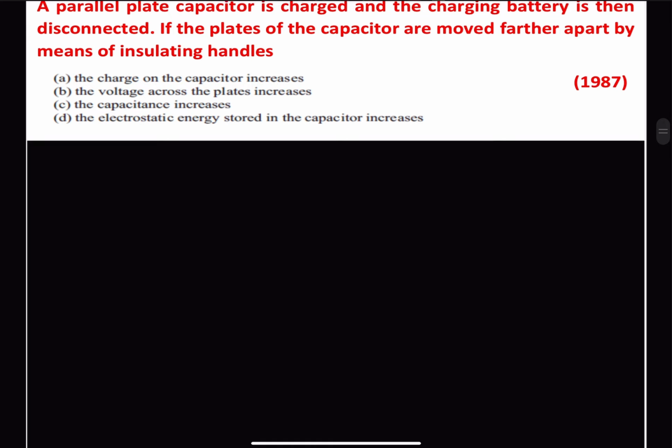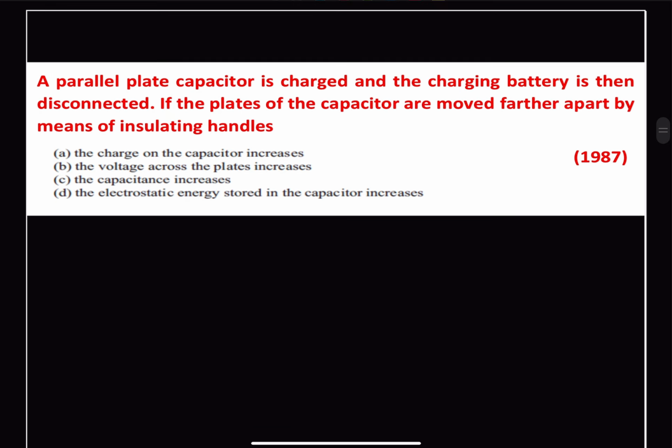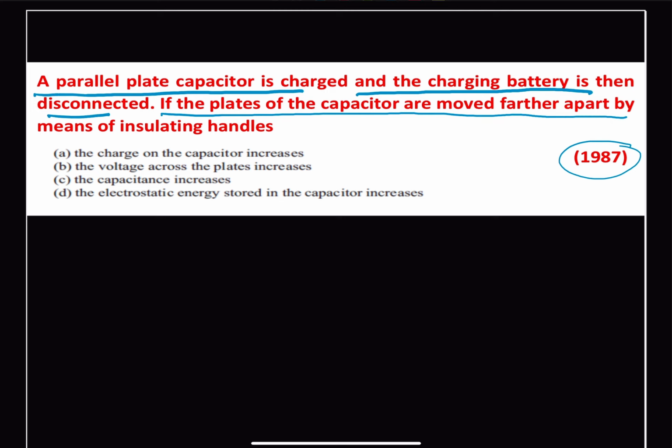Next question, it states that, it was asked in the year 1987, a parallel plate capacitor is charged and the charging battery is then disconnected. If the plates of the capacitor are moved further apart by means of insulating handles, we have to find out how the charge, voltage, capacitance and electrostatic energy are going to change, whether they are going to increase, decrease and something like that.